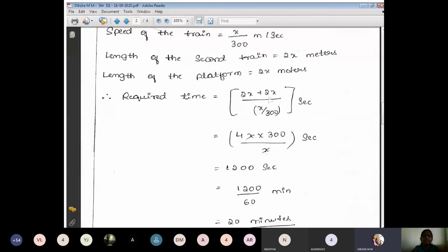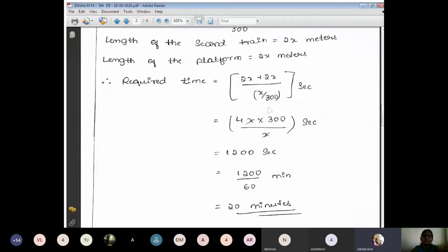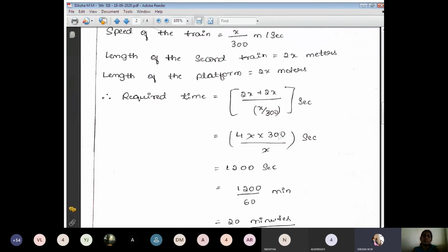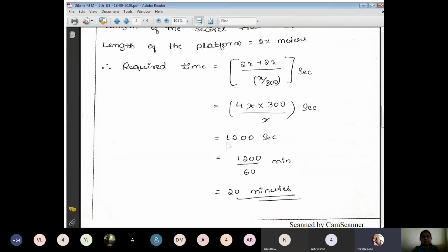So time is equal to distance divided by speed. Distance means the length of the second train as well as the length of the platform. That is 2x plus 2x divided by speed, which is x divided by 300. So 2x plus 2x means 4x. 300 goes to the numerator, so 4x into 300 divided by x. x will be cancelled. 4 into 300 means 1200 seconds.